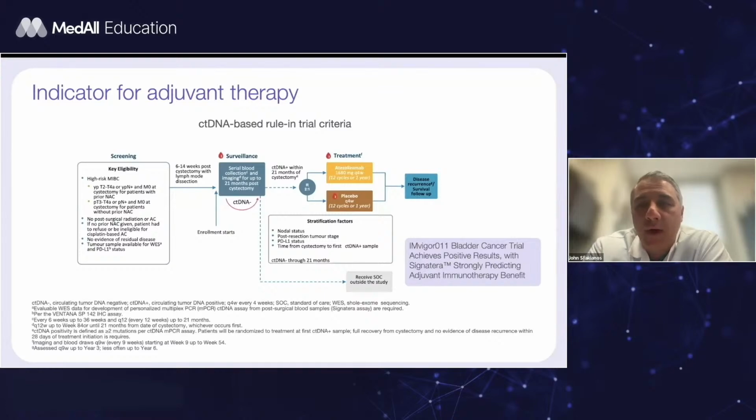And so IMvigor011 was designed, which was an adjuvant study for high-risk muscle-invasive bladder cancer patients who were randomized 2-to-1 to atezolizumab versus placebo. And most important was that the patients could have been detectable immediately after, so remain detectable, or they could have converted to detectable up to 21 months after cystectomy. So this is kind of 2-in-1, meaning that if you're still detectable versus can we salvage you if you are undetectable and then convert to detectable.